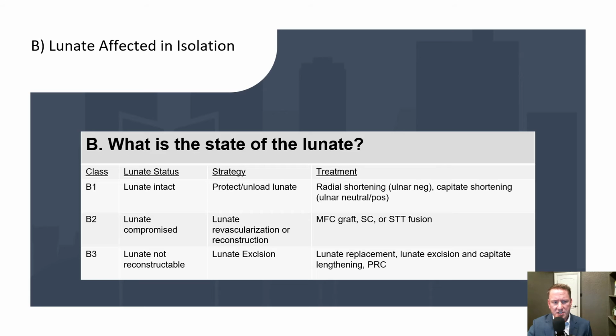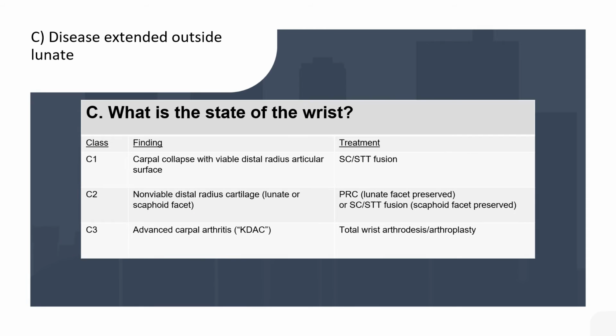The second key question that we must ask ourselves is what is the state of the lunate, or is the lunate affected in isolation? And if it is, the patients will fall into one of these three categories, where the lunate is intact, compromised, or not reconstructible. Treatment strategies and treatment recommendations can be found here. If the disease extends outside the lunate, we move on to key question C.